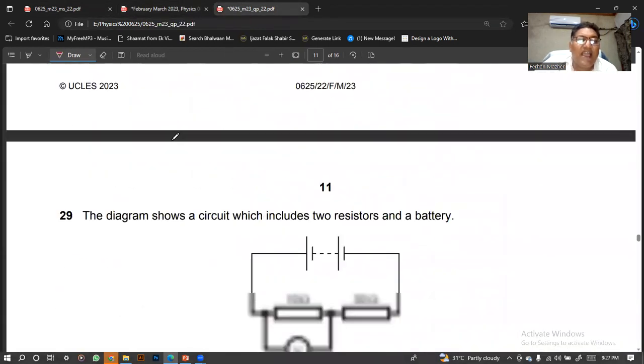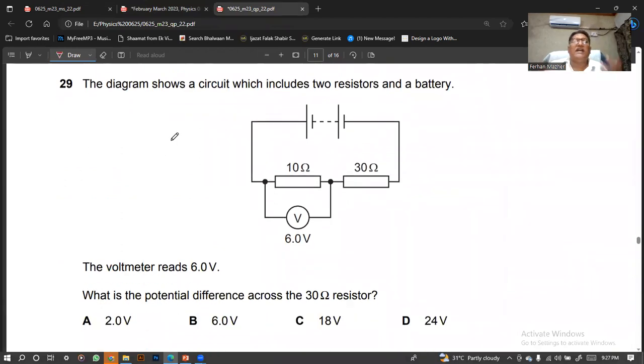Okay, now we have the next question, question number 29. It says the diagram shows a circuit which includes two resistors and a battery. The voltmeter reads 6 volt. So what is the potential difference across the 30 ohm resistor? If you remember the potential divider, this is my R1 and this is my R2, and this will be the voltage of the battery here. And this V out is across the R1.